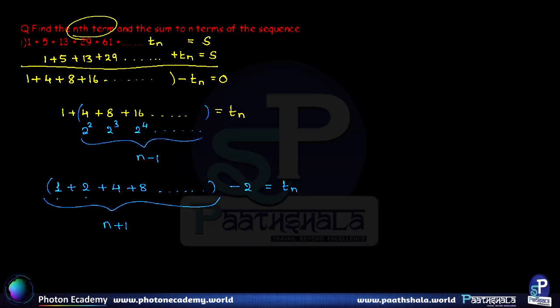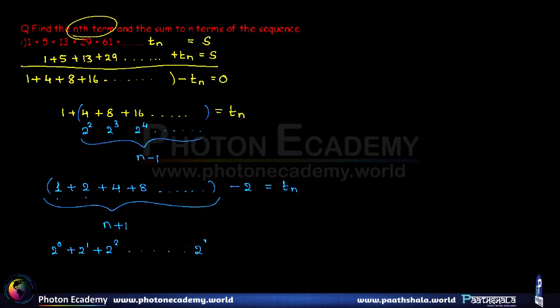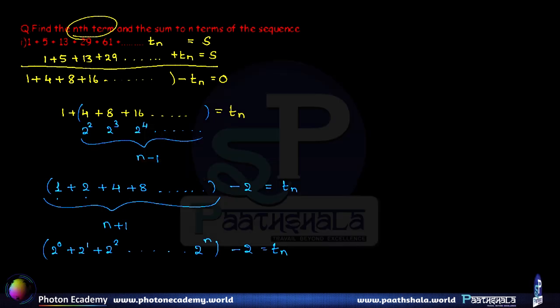And over here we have an obvious sequence. We have a sum of a GP, that is 2 raised to 0 plus 2 raised to 1 plus 2 raised to 2 till 2 raised to n, n plus 1 terms. Okay, and this minus 2 is equal to Tn. Alright, so we know the formula for sum of the GP. It is last term into common ratio minus first term upon common ratio minus 1. So let's just use that.